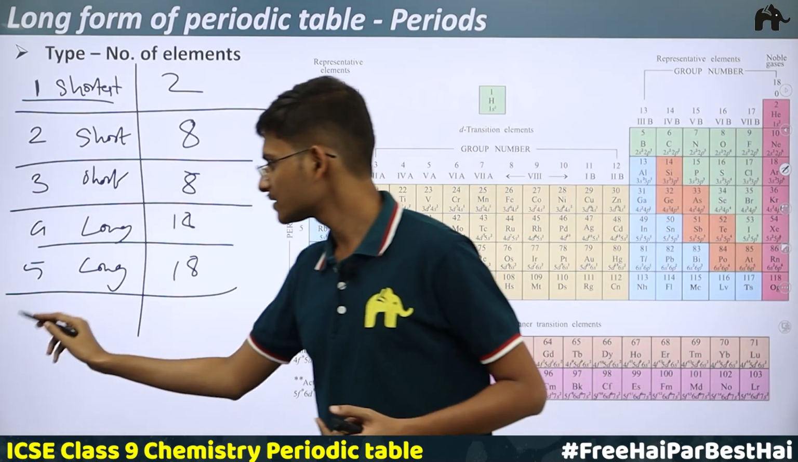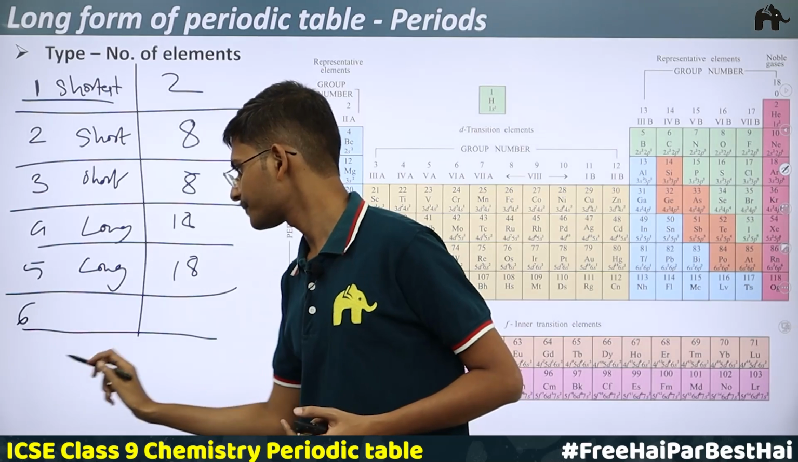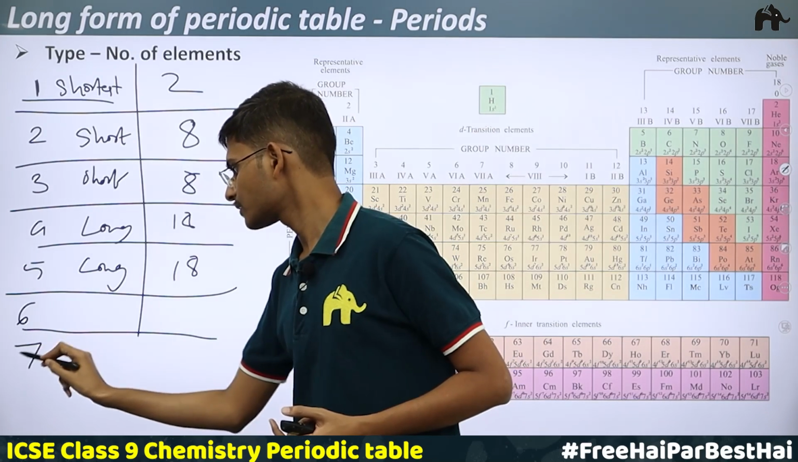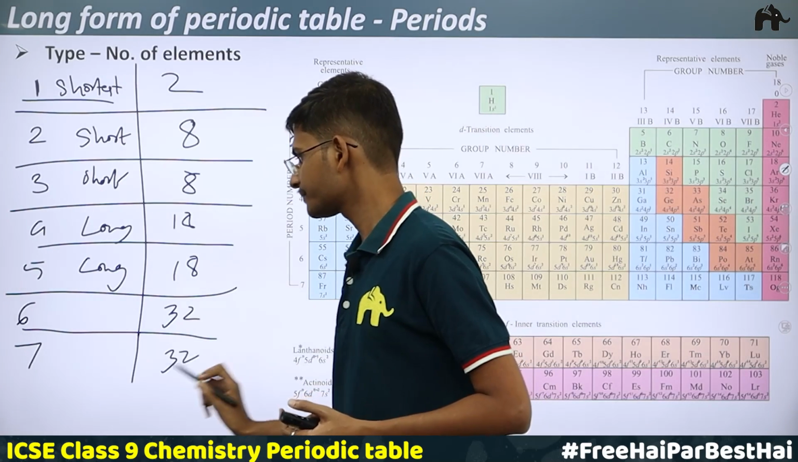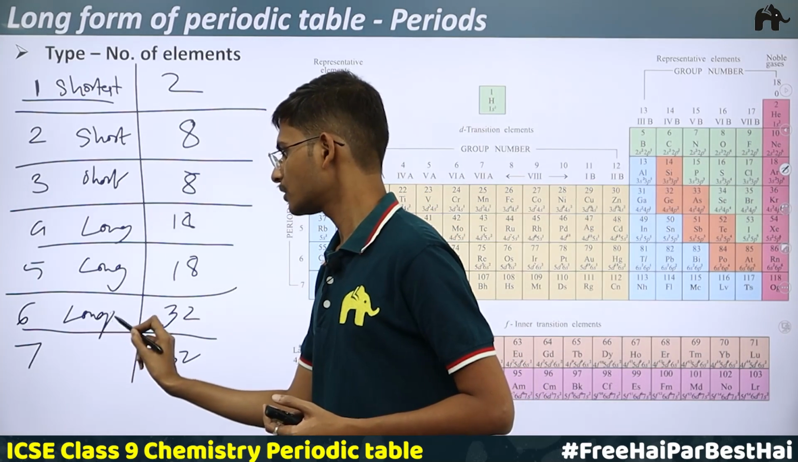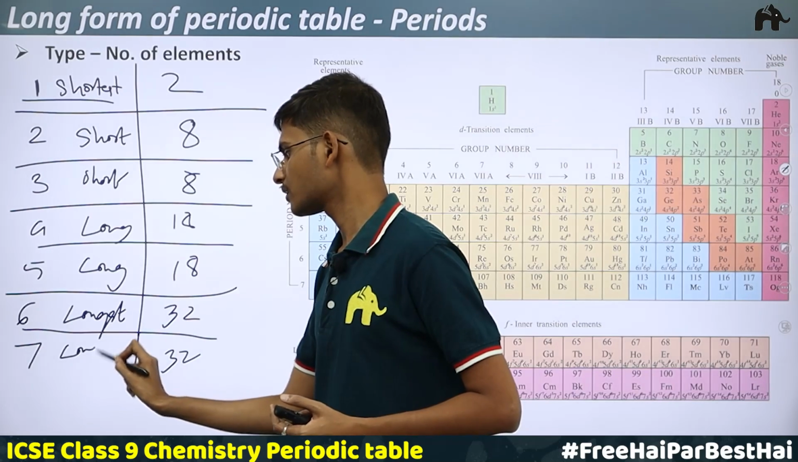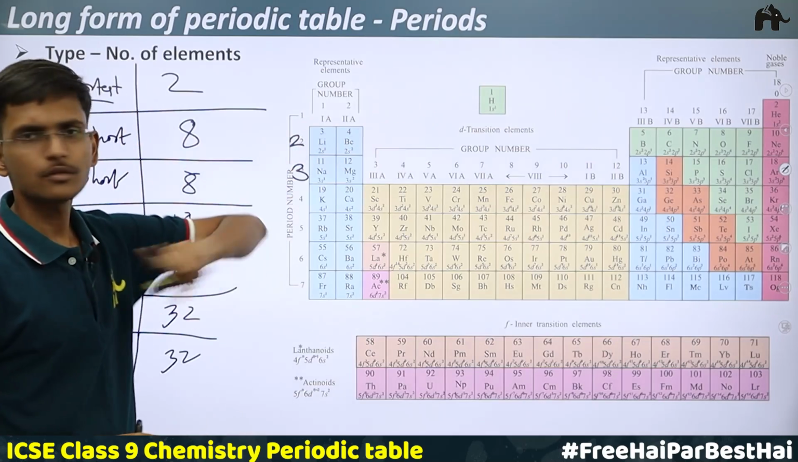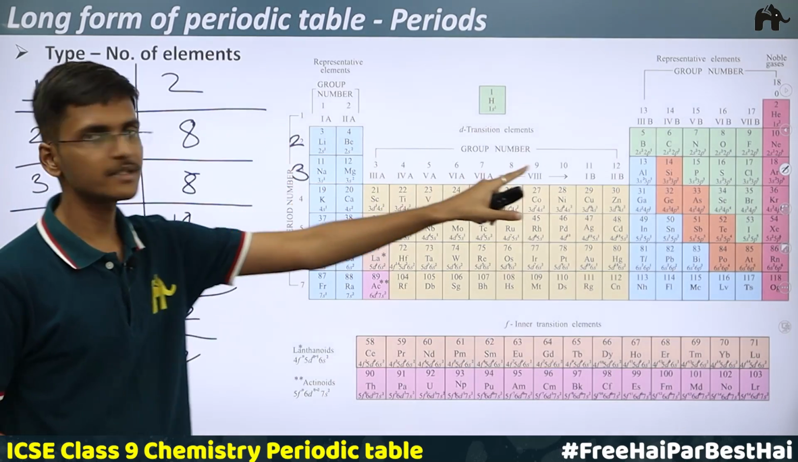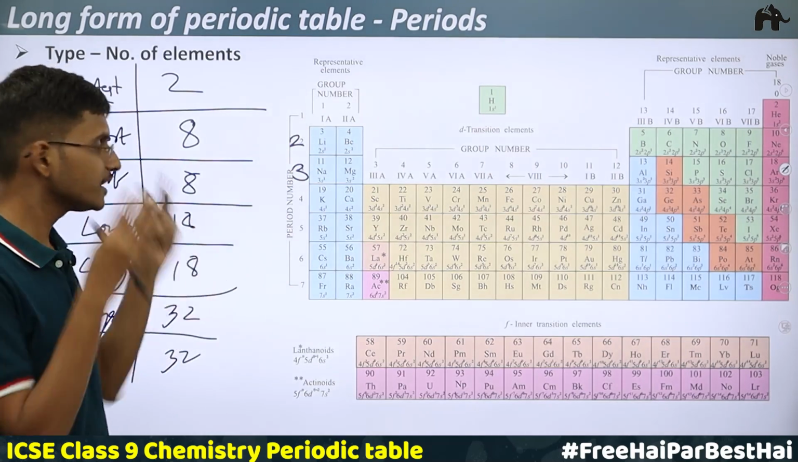And lastly, the 6th and the 7th period have 32 elements each, and they are called the longest periods. So we can see here, first period number of elements 2, second and third number of elements 8. You can count on your own as well, in order to remember.